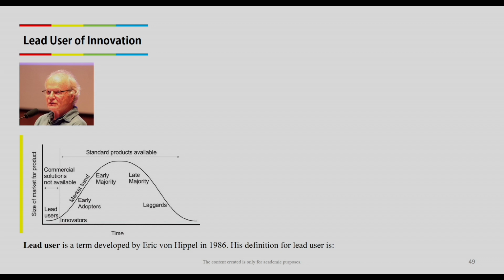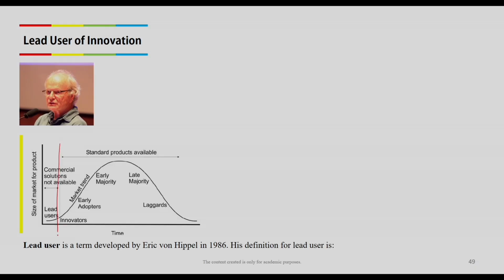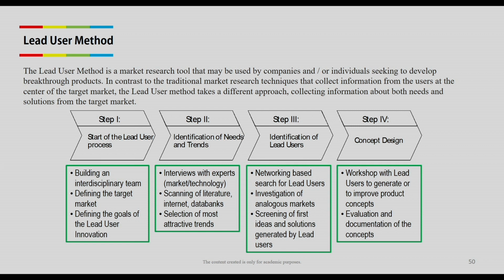In simple words, lead users are those users who understand the real problem, make some innovation, and later on these innovations are taken by manufacturers. In the diffusion curve, if we see, for a long time there is no innovation for a particular problem. Lead users are those people who understand the problem and innovate, and later on manufacturers come and take their innovation and market it.